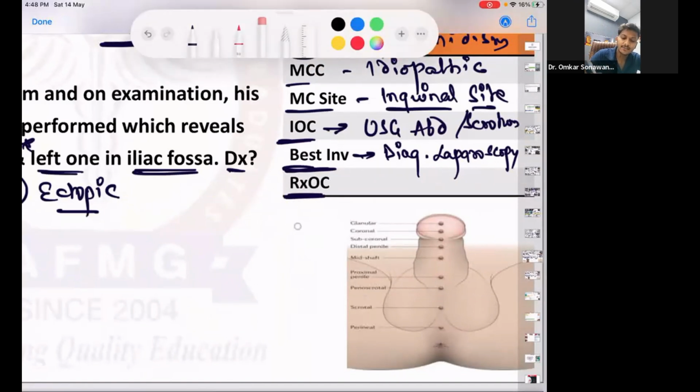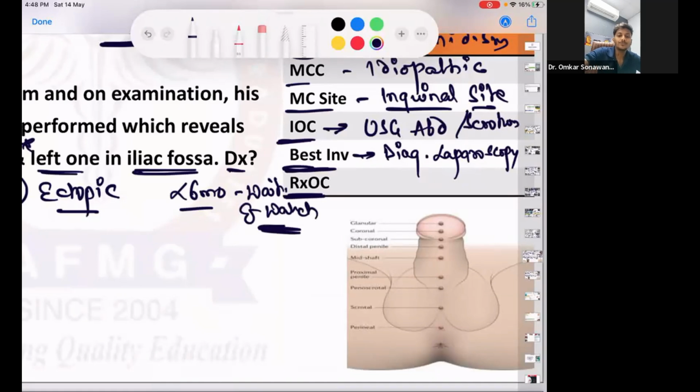If the child is less than 4 to 5 months or less than 6 months, definitely the treatment of choice would be wait and watch. These are the kind of questions they enjoy asking. So please be sure with these types of questions where the answer is reassurance, wait and watch.